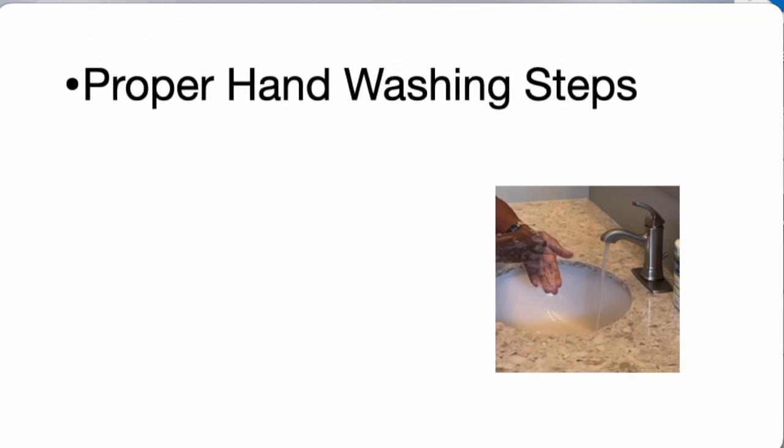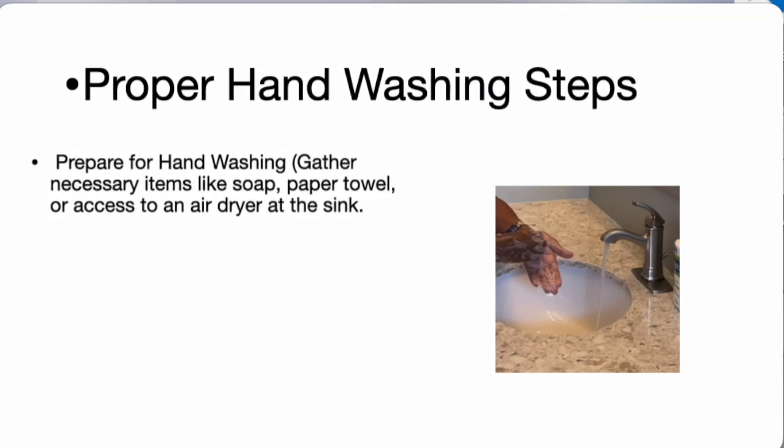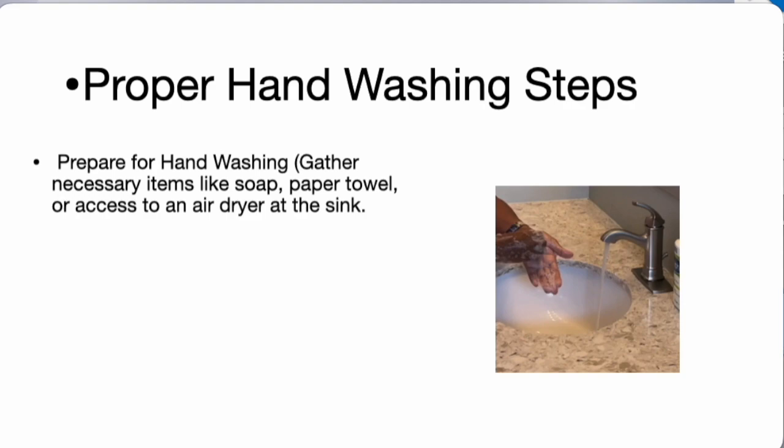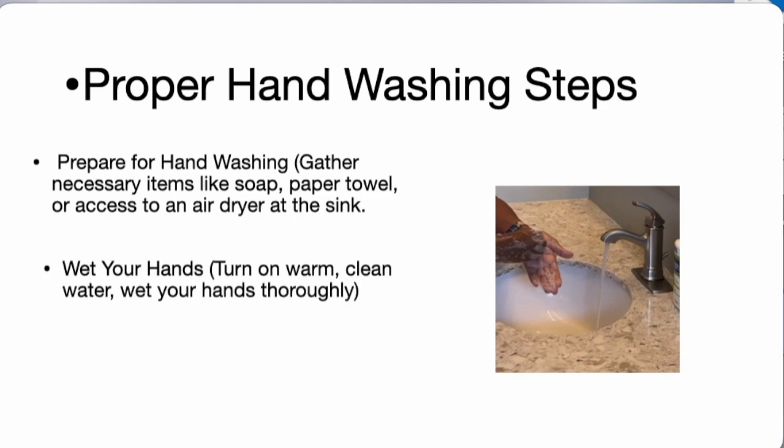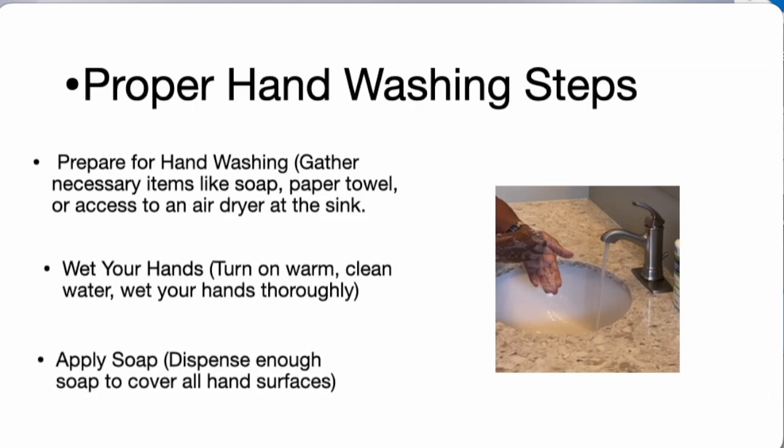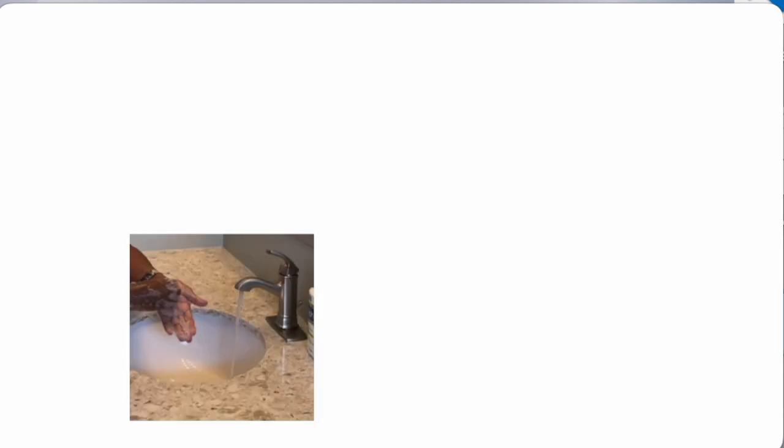Proper hand washing steps. Prepare for hand washing. Gather necessary items like soap, paper towel, or access to an air dryer at the sink. Wet your hands. Turn on warm, clean water. Wet your hands thoroughly. Apply soap. Dispense enough soap to cover all hand surfaces.